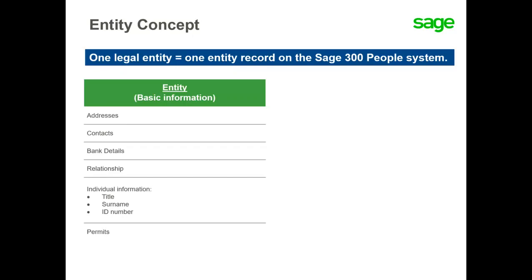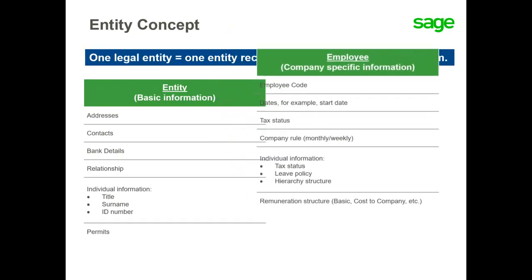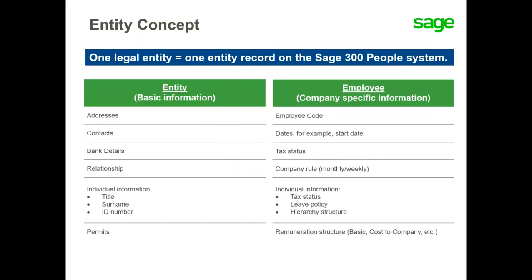Although there may be many employee records per person, there can only be one entity record per employee. The entity record can simply be linked to multiple employee records. Both the employee record and the entity record are required for each person employed.